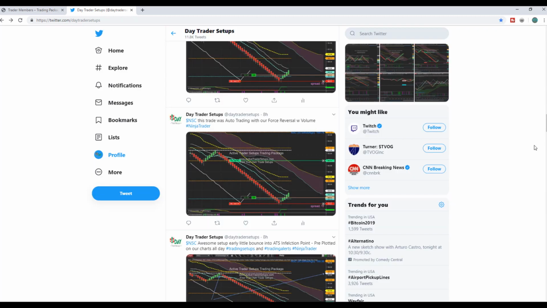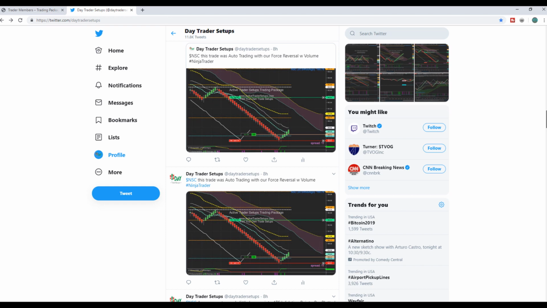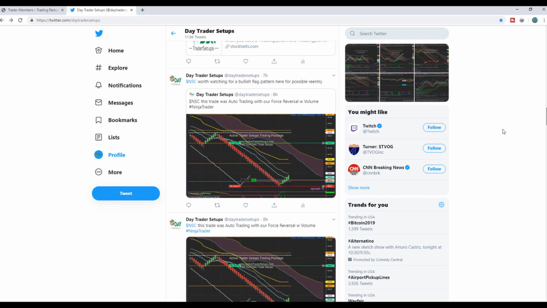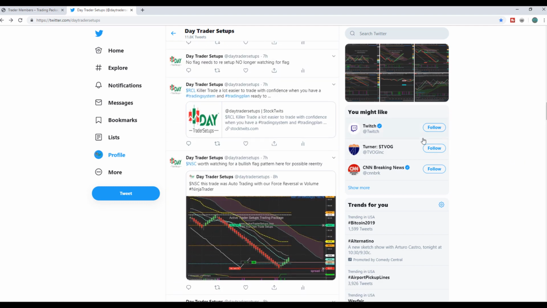Now, we tweeted this, and I put in there that it was with the forced reversal with the volume. And that's when I retweeted it. And what I retweeted was worth watching for a bullish flag pattern for a possible reentry. It was already starting to pull back when I retweeted this right here. I went back later and said no flag needed, needs to reset up, no longer watching for the flag.